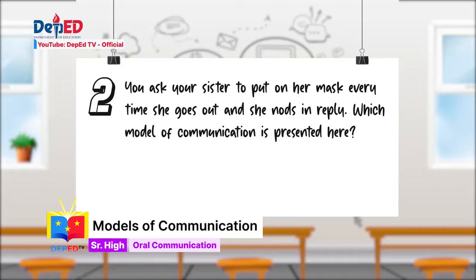Number 2. You ask your sister to put on her mask every time she goes out, and she nods in reply. Which model of communication is presented here? The answer is letter B, interactive model. There is feedback from the receiver to the sender.